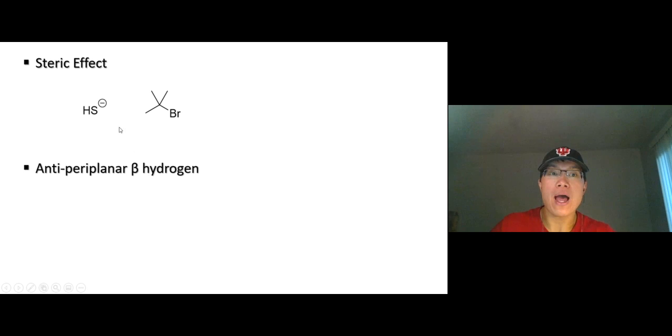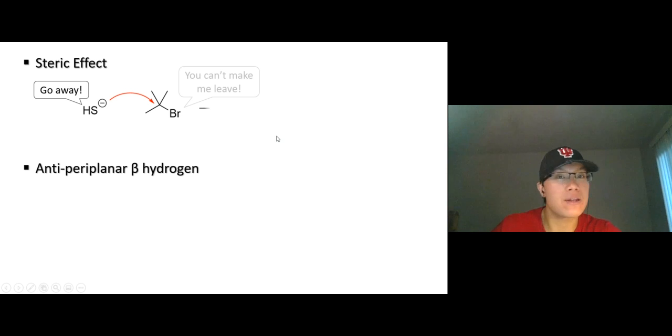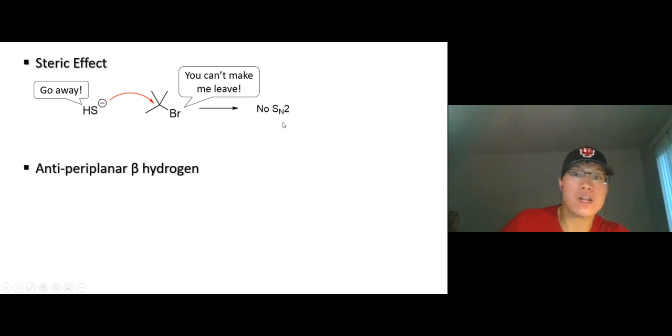So just to remind you, if this is a strong reagent, sulfide is a strong reagent, of course I'm going to do SN2. But it cannot do it if bromine doesn't leave. So I tell bromine to go away, come out. Bromine says, nah, I'm not leaving, because of the steric hindrance of the structure of this alkyl halide, which means this reaction is going to be no for SN2. This is the steric effect that we're looking for.